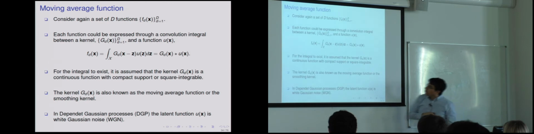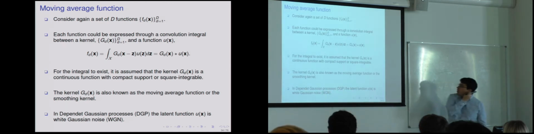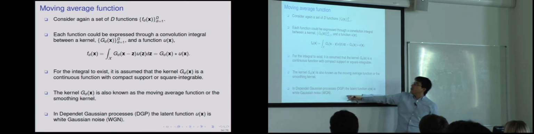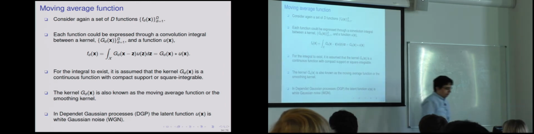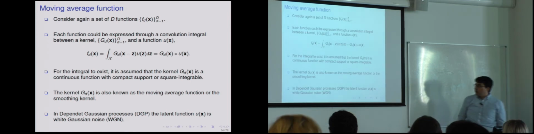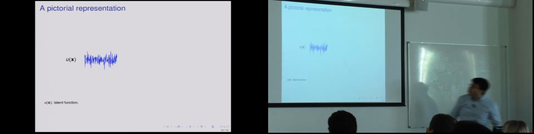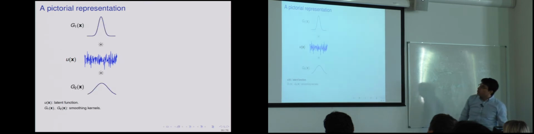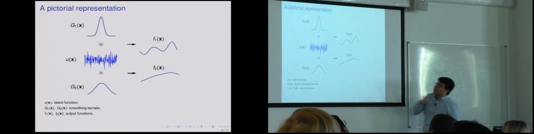Right, so as I said before, this is the smoothing kernel, also known as the moving average function. This model was introduced in NIPS in 2005. The dependent Gaussian process assumes a particular form for this underlying function, and that form is just white Gaussian noise. So we have the Gaussian noise, and then what I'm doing is just smoothing that noise using these smoothing kernels, and then what I get is the representation for the outputs, which looks quite nice.